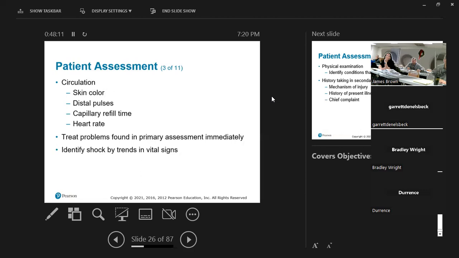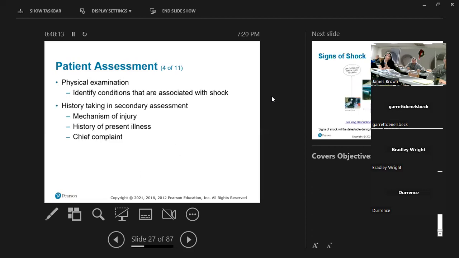Yeah, that's kind of all we need there. Okay. So physical examination, identify conditions that are associated with shock. We've pretty much hammered that all, you know, all get together. And then take your history of the secondary assessments. Okay. What caused the injury? Do they have a history of these illnesses?